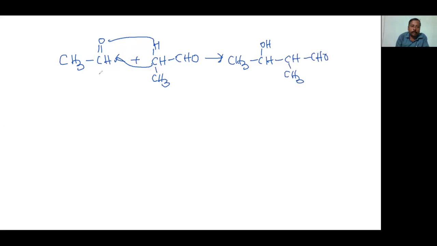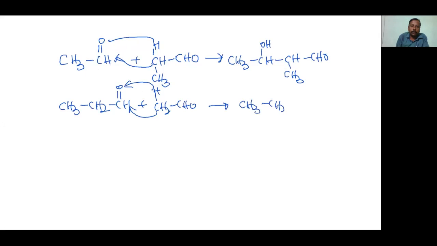Now I will write this side, this side. So CH3, CH2, CHO. Okay. And here this alpha hydrogen, so CH2 and hydrogen, then CHO. Okay, so this will go here and this will go here. So what will be the answer? CH3, CH2, CHOH, then CH2, CHO. See here, there is no branch here. Understood?